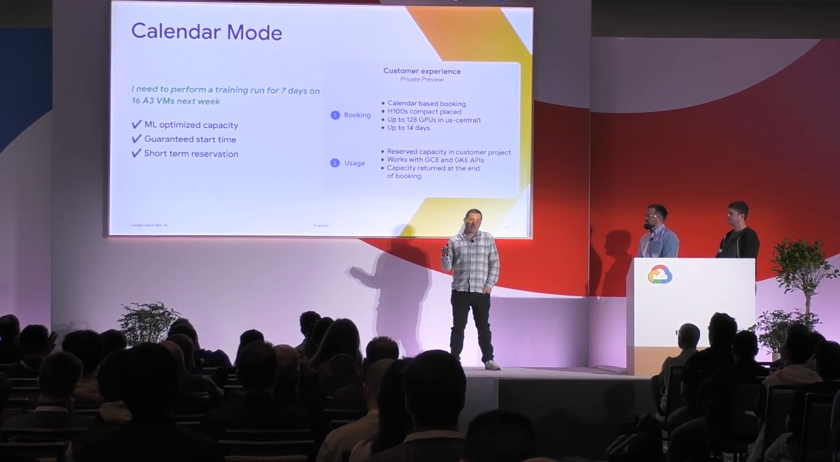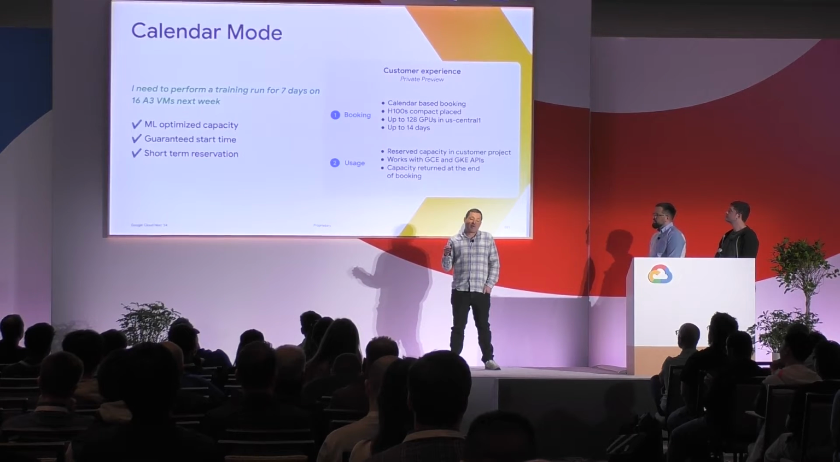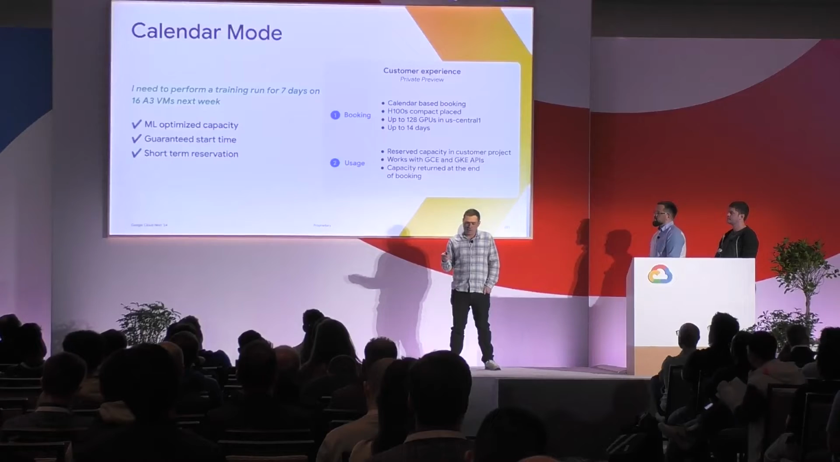Calendar mode is currently in private preview. It supports H100s. And you can get up to 128 GPUs, and you can get them for up to 14 days, which is a bit longer than Flex Start mode. In Calendar mode, you do pay for the entire duration of the reservation. So this is great for that use case where you know you have something you need to train maybe once a quarter at a schedule, and you don't need to purchase a reservation 24/7. You can just use this to save some money.